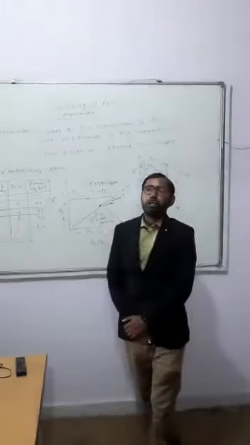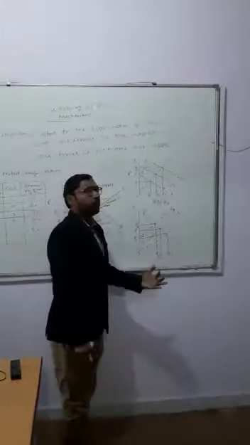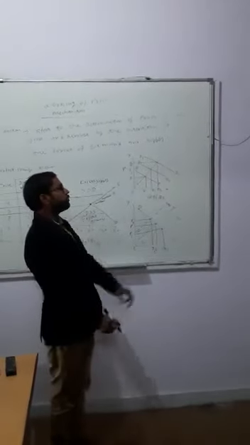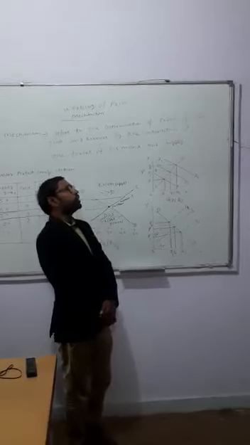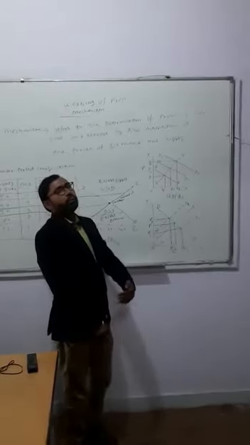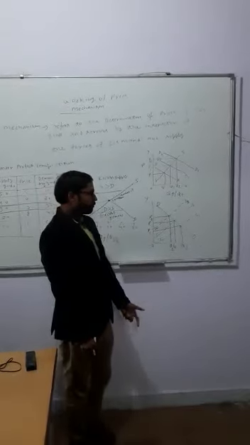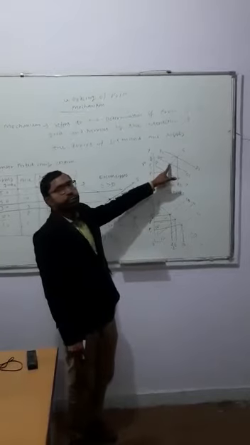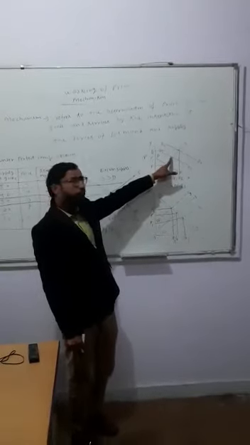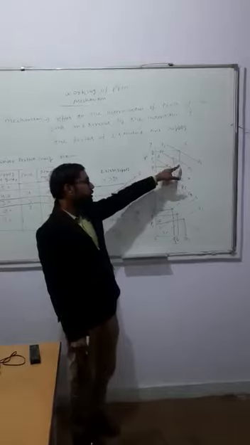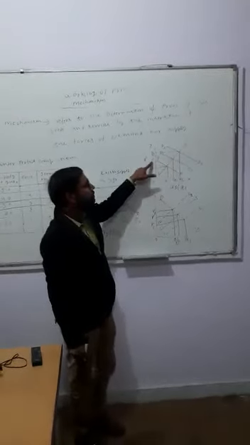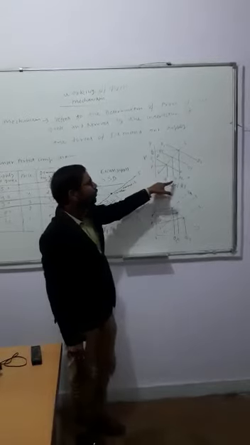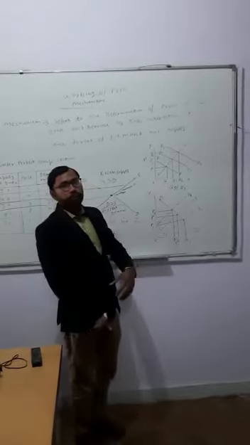Now we will see the effect of demand on equilibrium price. Suppose this is our supply curve. There is no change in supply. Here demand is changing. Suppose this is our initial DD curve. At this demand curve, demand and supply intersect here. So P1 is the equilibrium price and OQ1 is the equilibrium quantity.